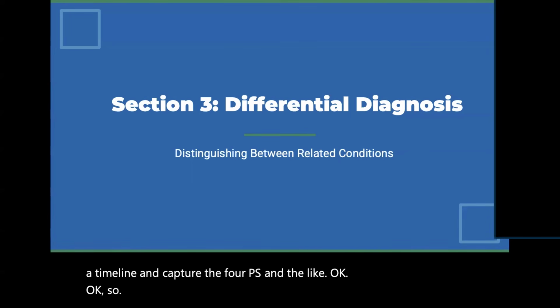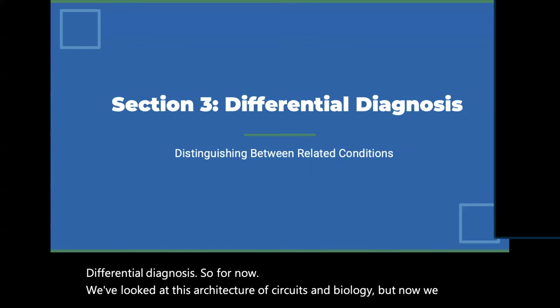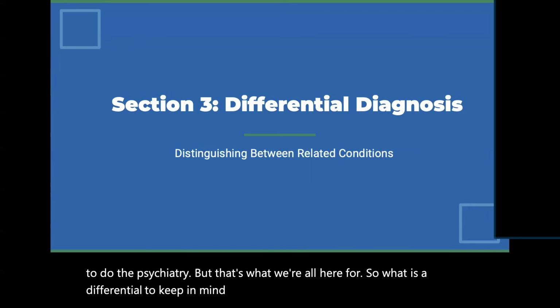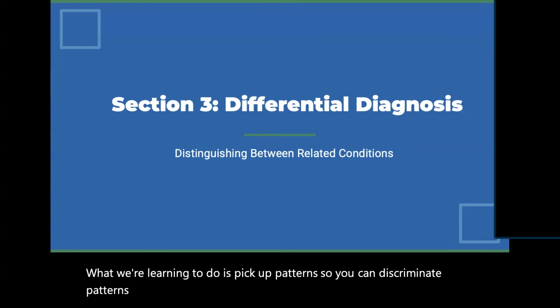Differential diagnosis. So for now, we've looked at this architecture of circuits and biology, but now we need to do the psychiatry bit. That's what we're all here for. So what is a differential to keep in mind here? What we're learning to do is pick up patterns so you can discriminate patterns of control and meaning.